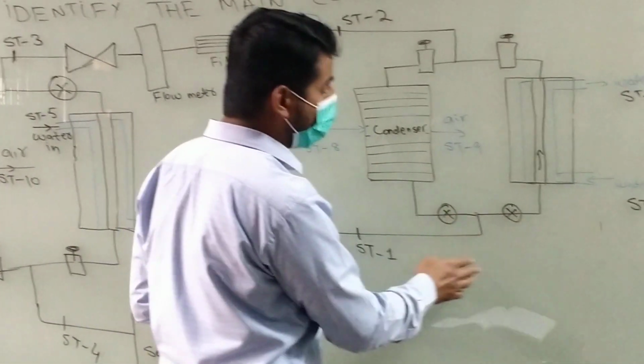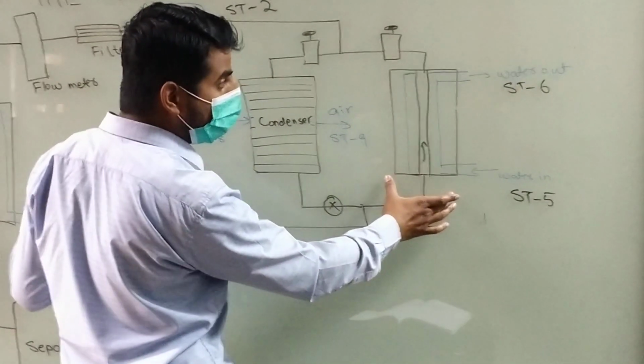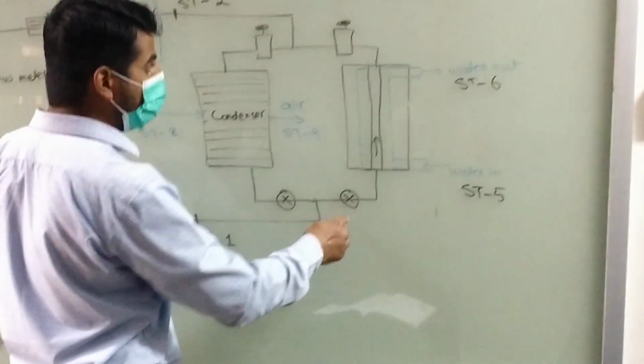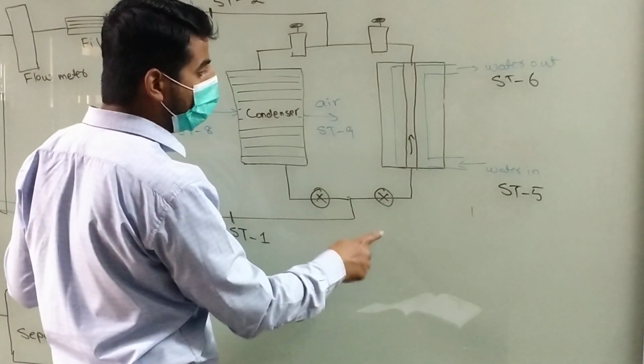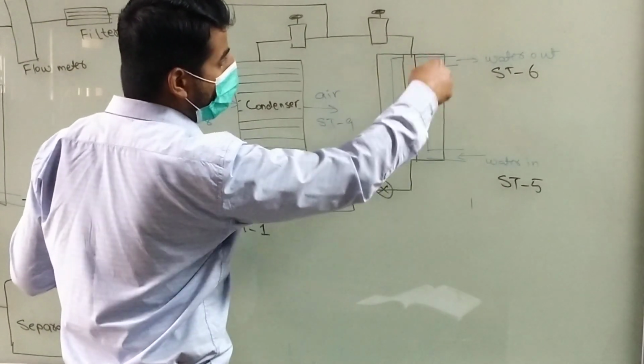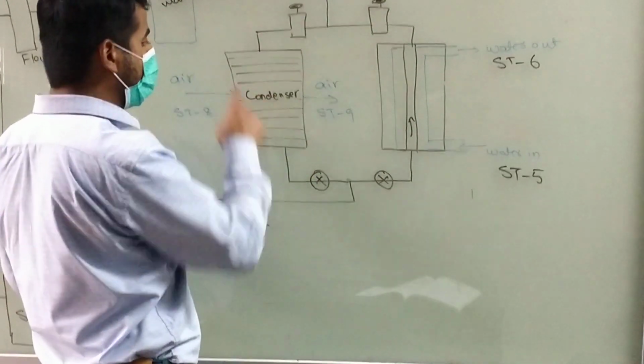to the condenser. Again, we have two condensers. The one is air based, the other one is water based. So I can use either one. If these two valves are open, the refrigerant will flow into the water based condenser. If these two valves are open, the refrigerant will go to the air based condenser.